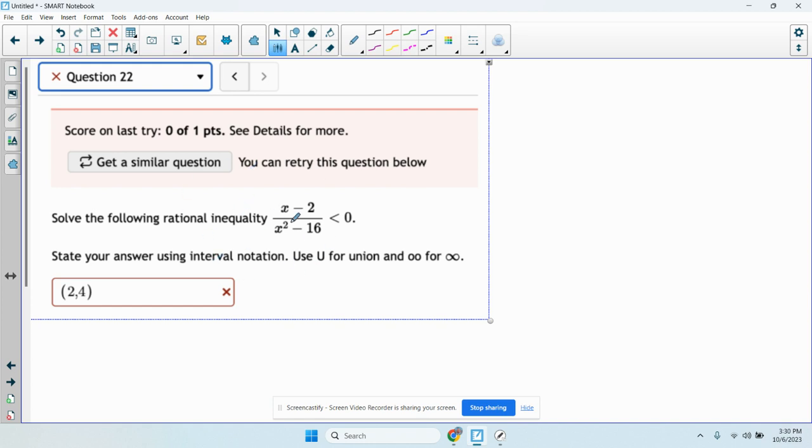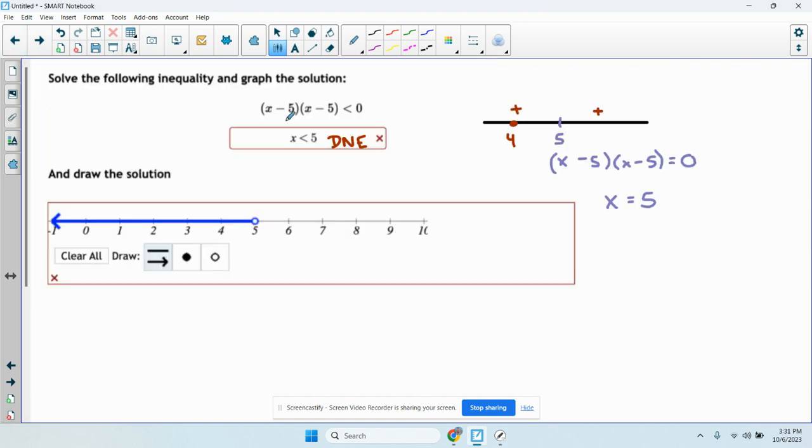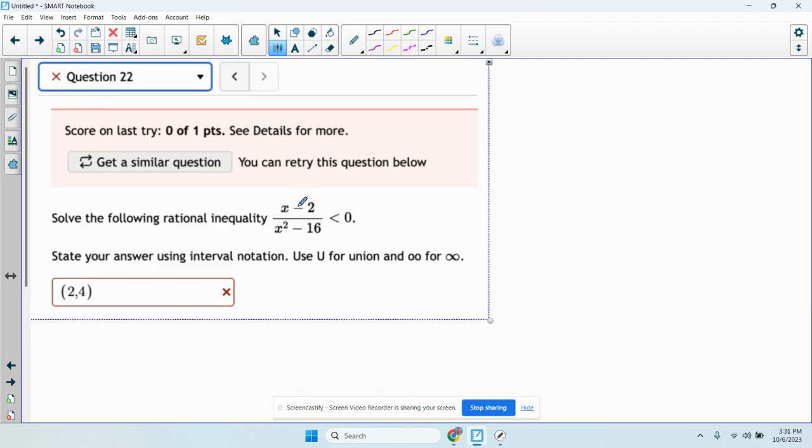This one might prove to be a little bit more interesting. This says solve the following rational inequality. State your answer using interval notation. The idea is the same here when we have a rational expression, except I want to find the values that make the numerator and the denominator equal to 0, because this implies there's an asymptote, and things can happen at the asymptotes. So I'm going to find the values that make the top 0, in which case I get x equals 2.